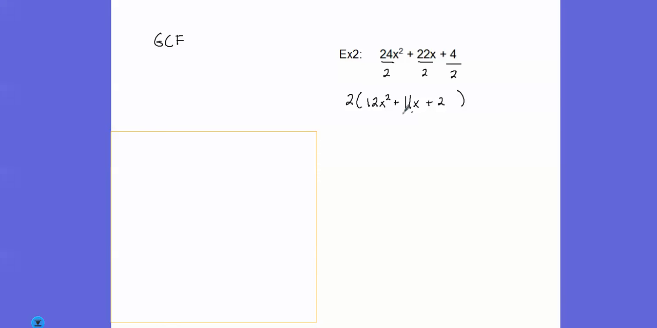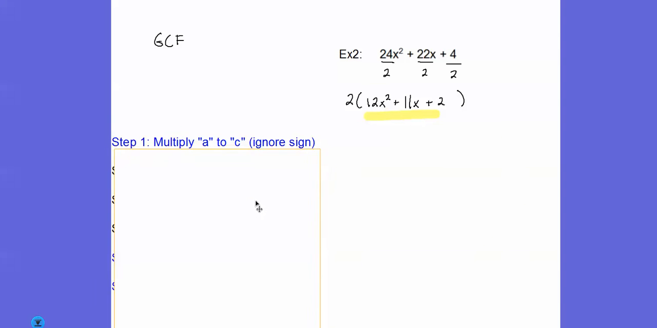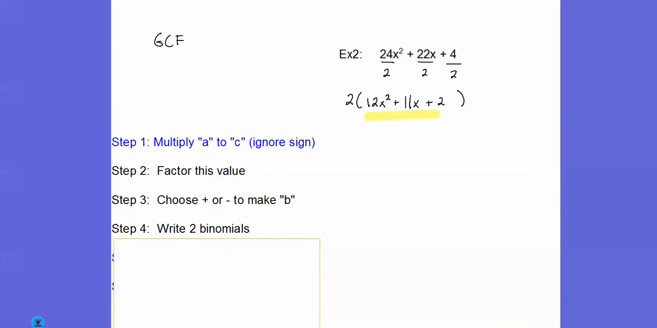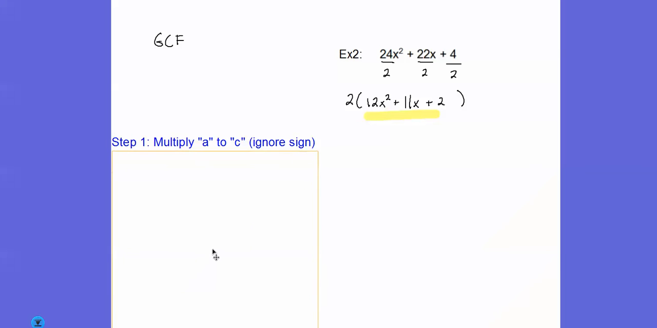So now that we've taken the GCF out, on the interior of this, we see we have 12x squared plus 11x plus 2. This is a standard form quadratic a, b, c, but the a does not equal 1. That's different from the last video. So our steps change only slightly. Again, remember, the 3 following steps, step 2, step 3, step 4, are the same, but this first step is a little bit different.